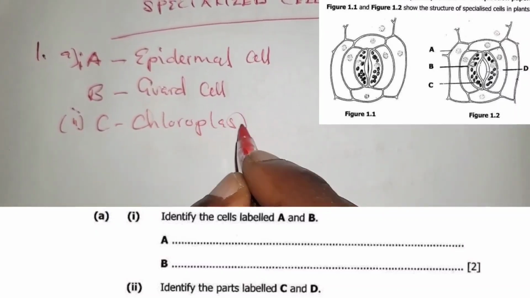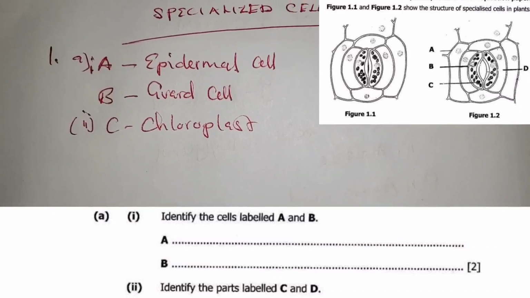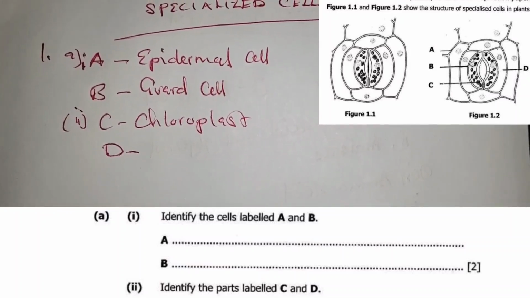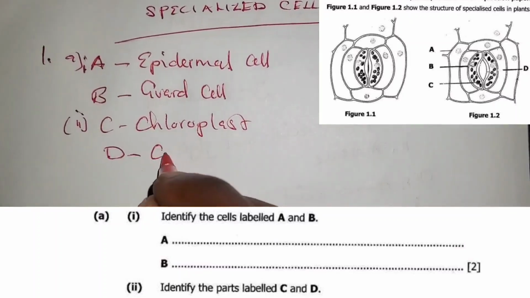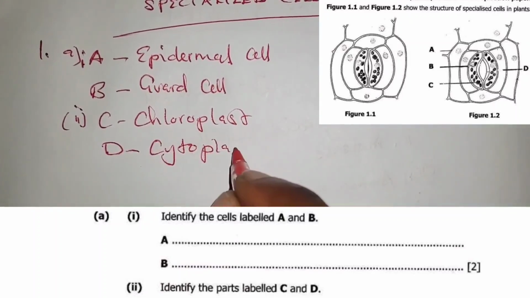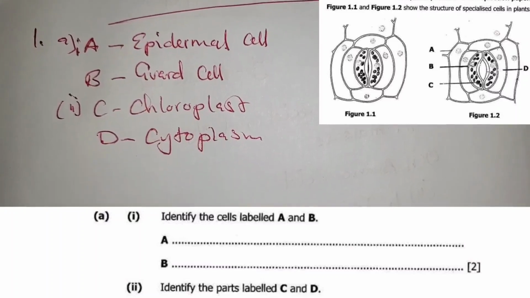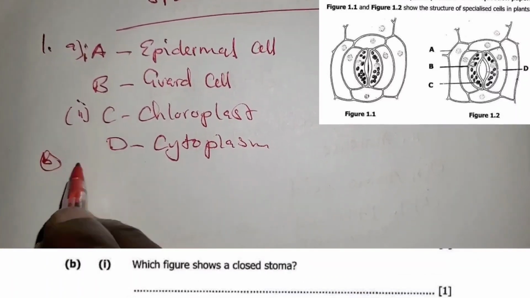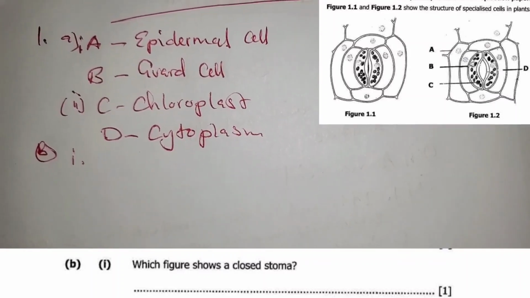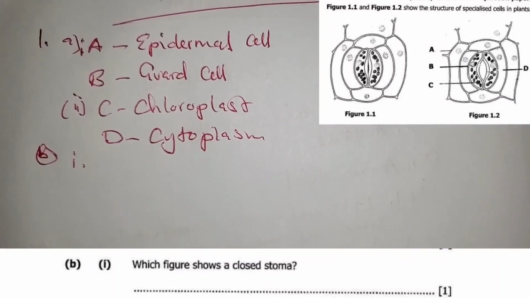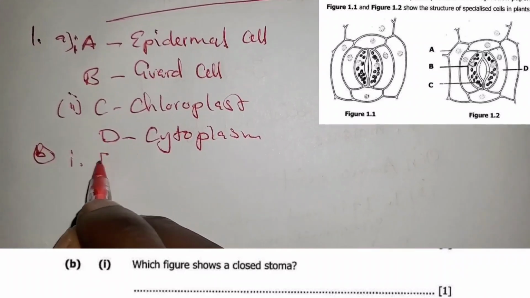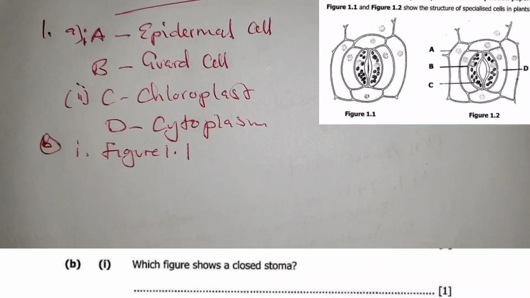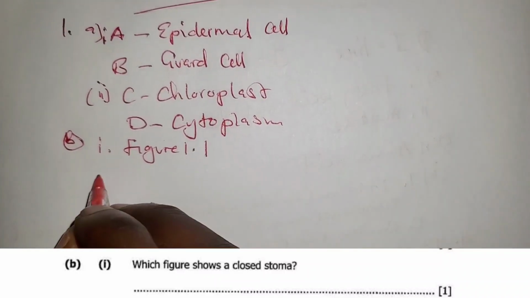Chloroplast. Okay. Then D, where is D? D is just the space in between those, that is the cytoplasm. The cytoplasm. Then let's go to B, question B1. They're saying, which figure shows a closed stoma? Figure 1.1 is closed. So figure 1.1.